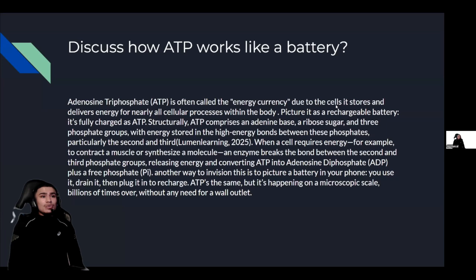Discuss how ATP works like a battery. Adenosine triphosphate is often called the energy currency of the cells, as it stores and delivers energy for all nearby cellular processes within the body. Picture it as a rechargeable battery.